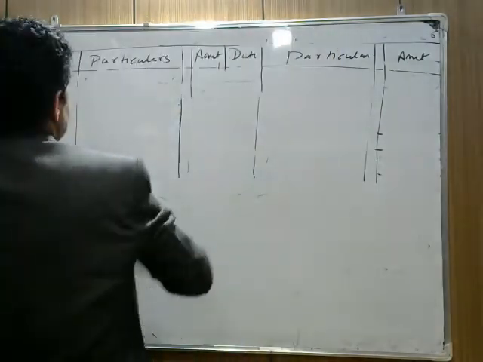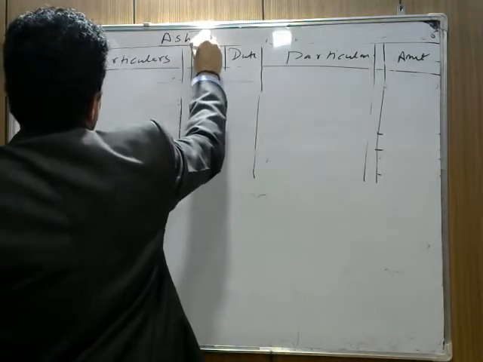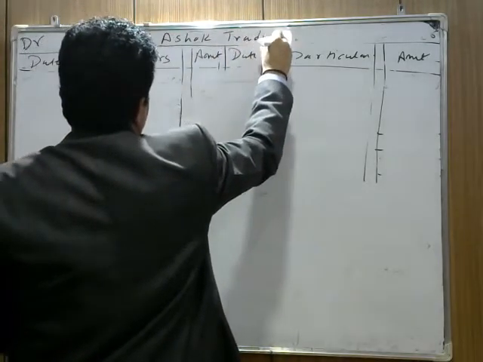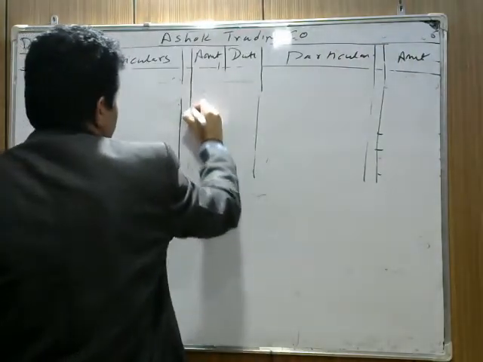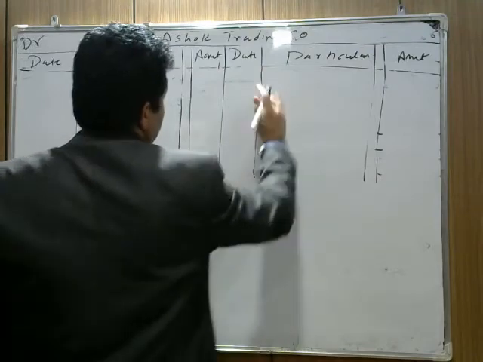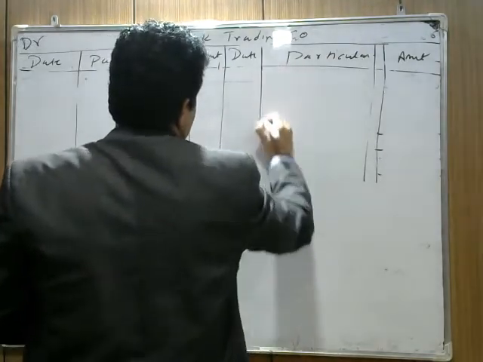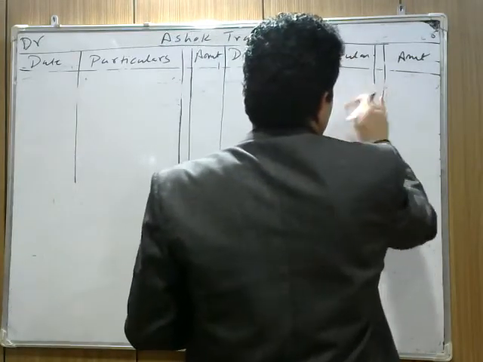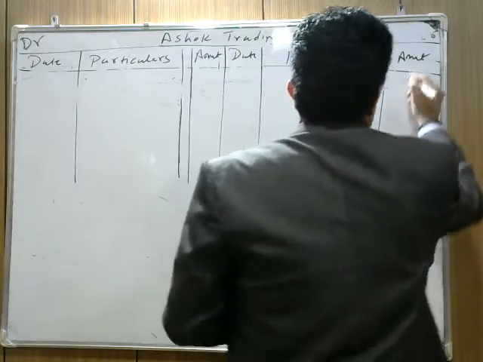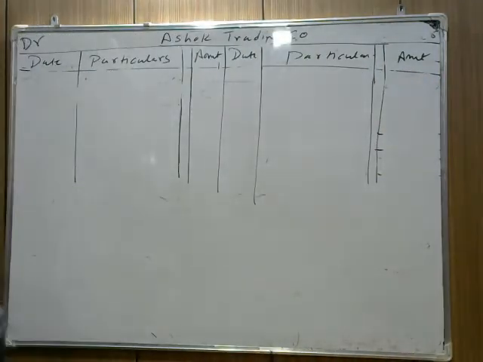So we write here Ashok Trading Company account. तो हम अशोक ट्रेडिंग कंपनी का अकाउंट प्रिपेयर कर रहे हैं. Okay, now check where the Ashok Trading Company is here. On Jan 23rd, we purchase from Ashok Trading Company. हम अशोक ट्रेडिंग कंपनी से गुड्स परचेज कर रहे हैं and we are purchasing goods of rupees 42,000.